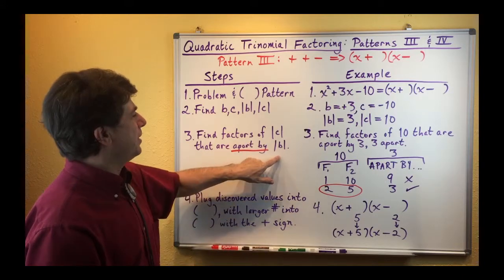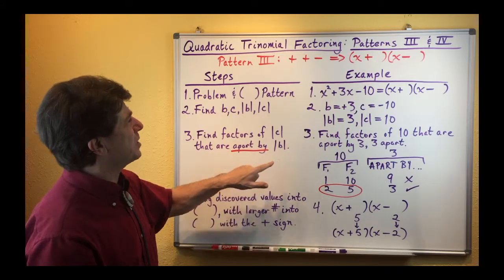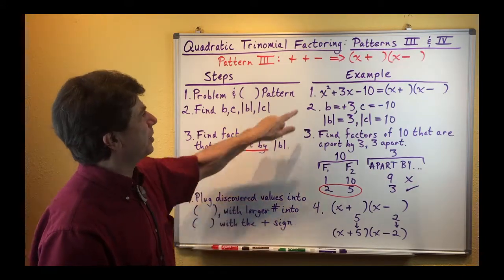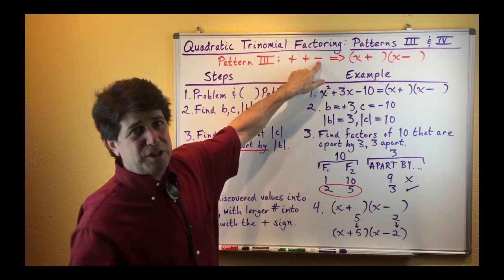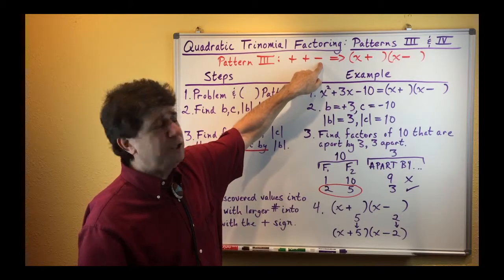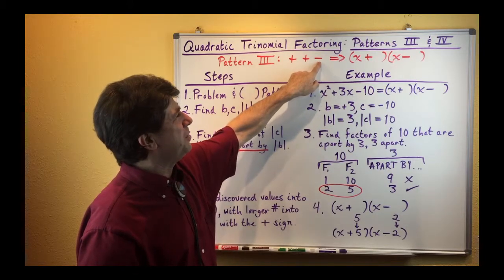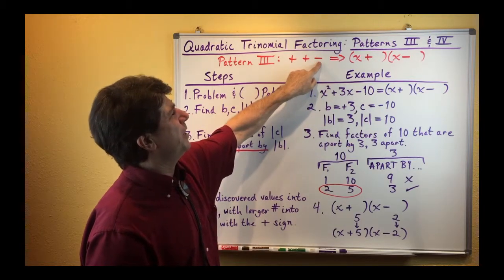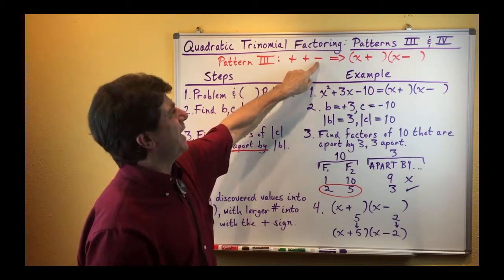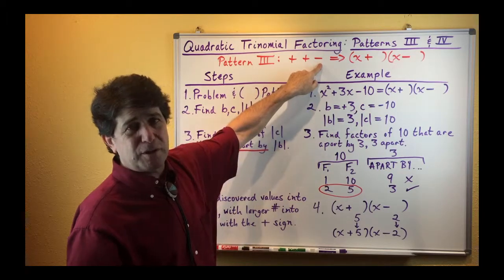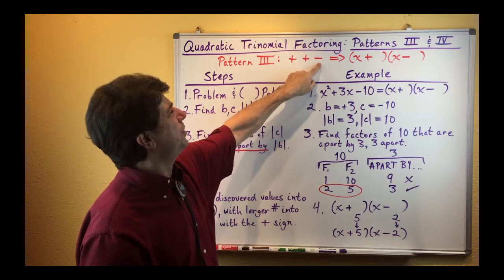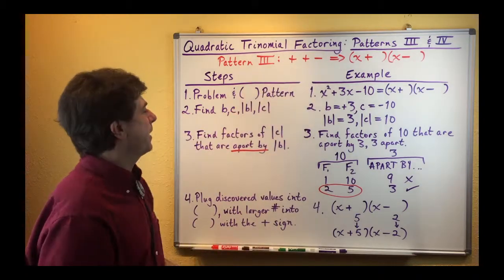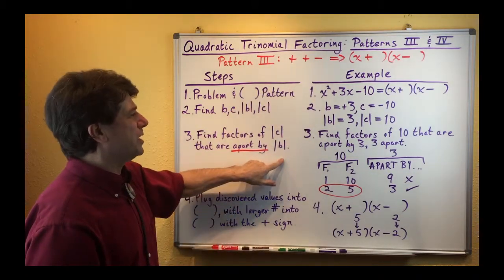The key to remembering it is this: with both pattern 3 and pattern 4, the third sign is negative. When the third sign is negative, that's your clue that you're looking for factors of the absolute value of c that are apart by the absolute value of b. When that last sign is positive, it means you're looking for factors of the absolute value of c that add up to the absolute value of b. Let's see how this works in this example.